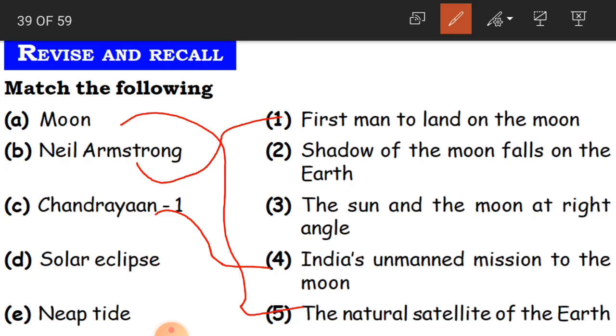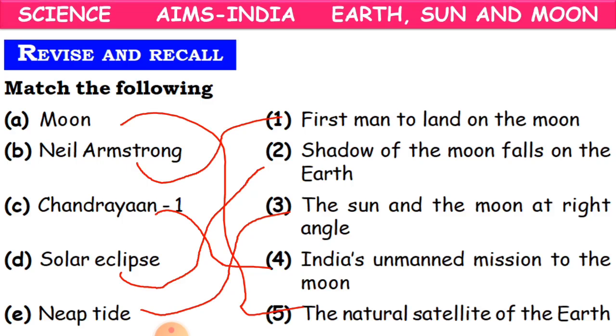Okay. Solar eclipse. What is solar eclipse? The shadow of the moon falls on the earth. When the shadow of the moon falls on the earth, what happens? We will be having a solar eclipse. So neap tide. Neap tide is the sun and the moon at the right angle. So this is how we have learnt about these topics, that is moon, neap tide, solar eclipse, Chandrayaan and Neil Armstrong.